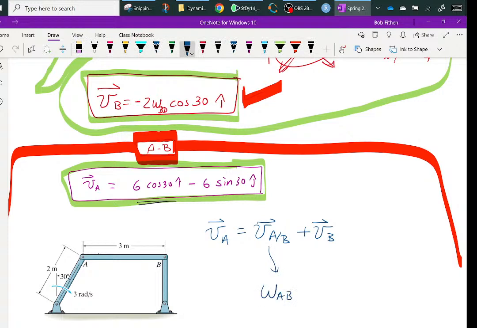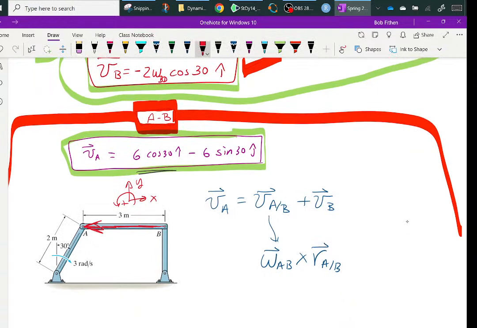So here you focus on this: omega AB cross R A to B. So you take the vector, its base is at B. You draw it back this way. It's best to maintain the coordinate system throughout. This is a positive rotation. So I've got that vector. That's a pretty easy vector to remember. In other words, this is R, the location of A from B, is equal to minus 3 meters in the I direction. So that's really easy.